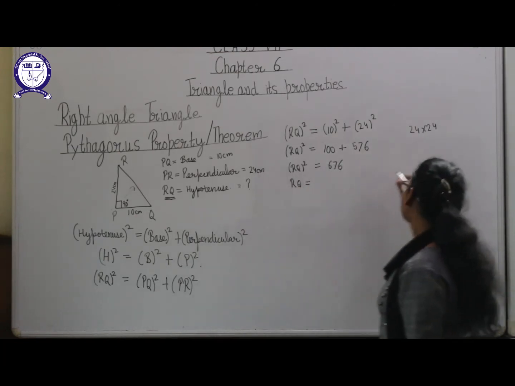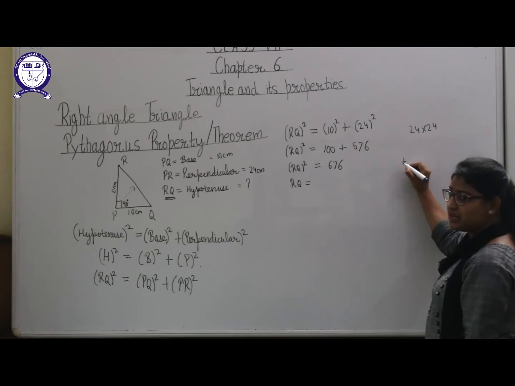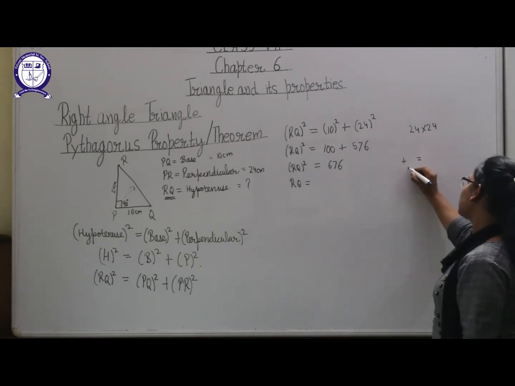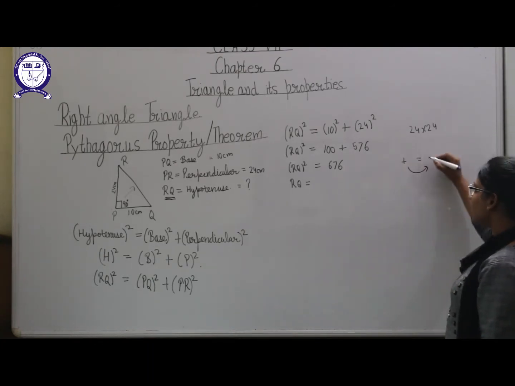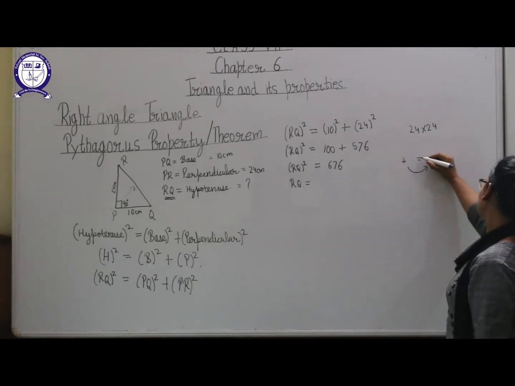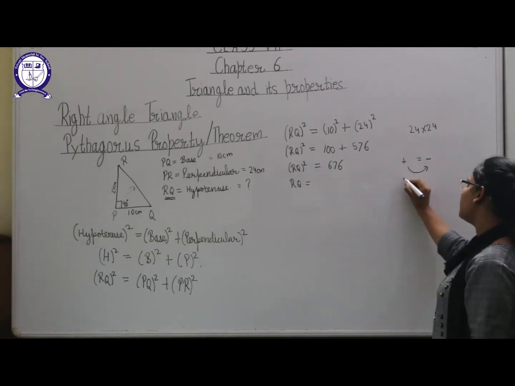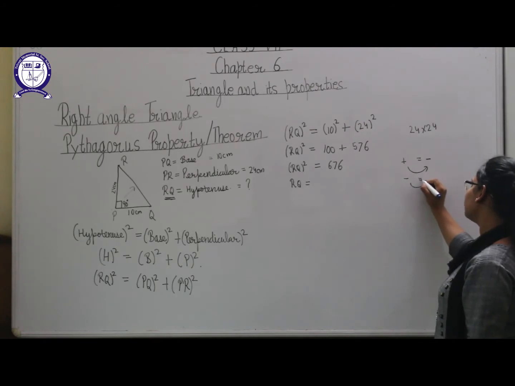As we know that if there is a plus sign, when we take this plus sign to the other side of the equal sign in the equation, it becomes minus. If it is minus, then it becomes plus.